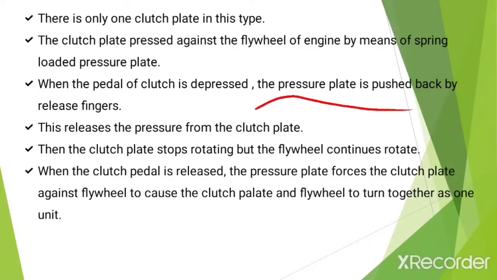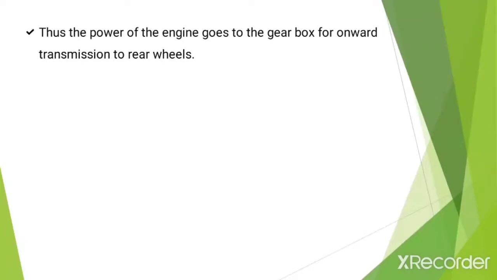Okay, so after that, the clutch plate stops rotating, but the flywheel continues to rotate. And when the clutch pedal is released, then the pressure plate forces the clutch plate against the flywheel to cause the clutch plate and flywheel to turn together as one unit. After that, the power of the engine goes to the gearbox for onward transmission to the rear wheels. I will send a link regarding the single clutch plate, then you will get a better idea.